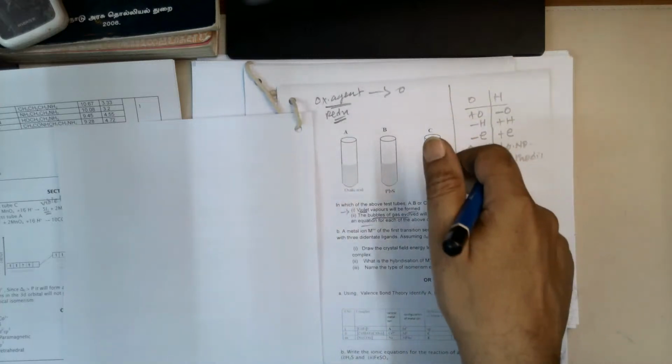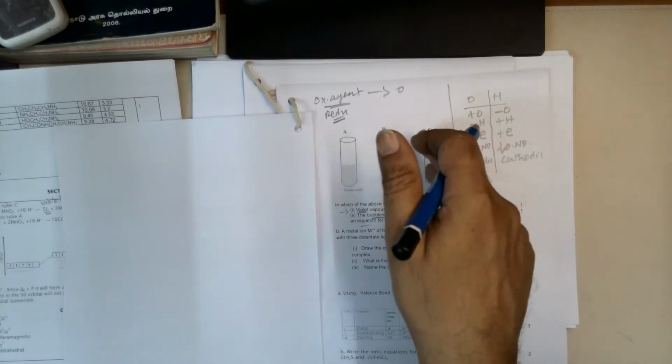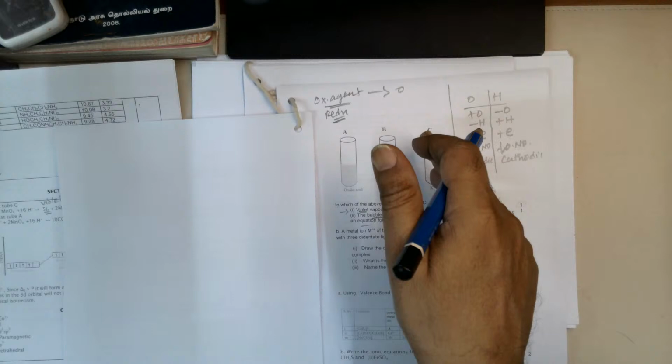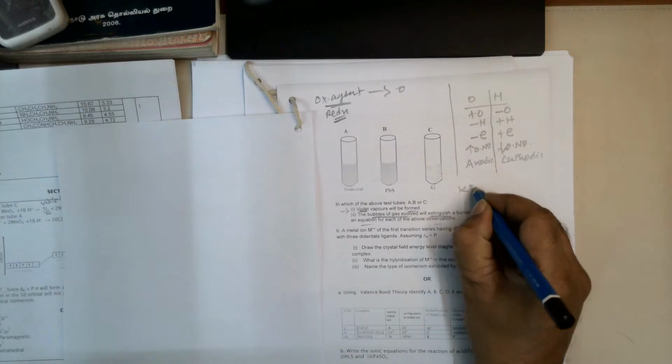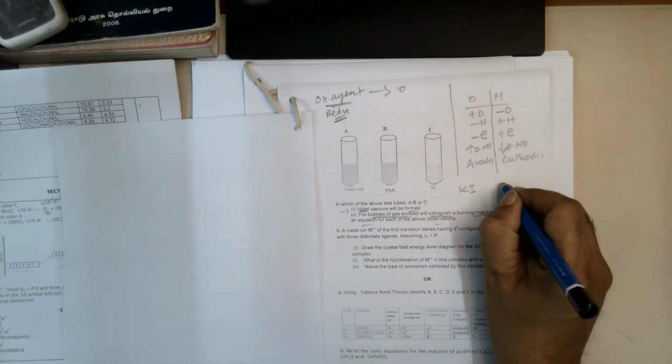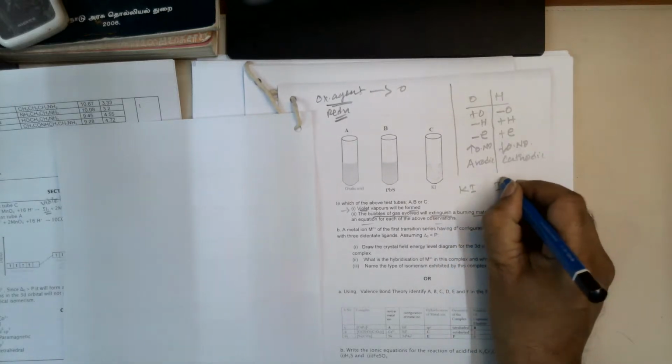But in the case of KI, definitely it releases iodine. Is it not? So KI means what? Probably that is potassium iodide, which can be simply represented as K plus I minus. So this is nothing but I minus. Are you able to follow? So you have this I minus which is present here.